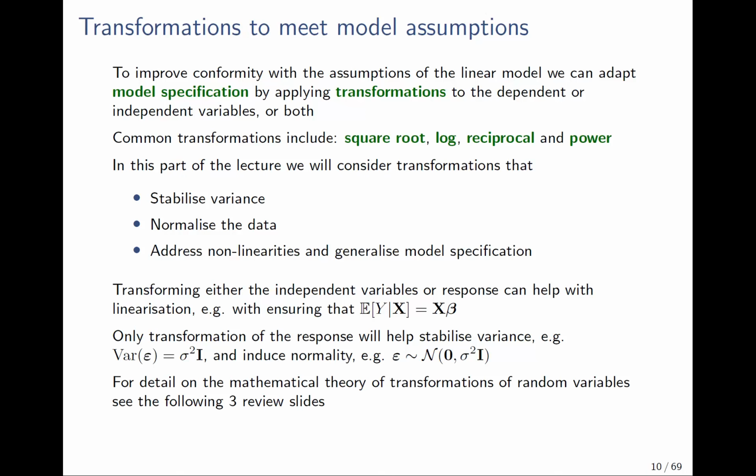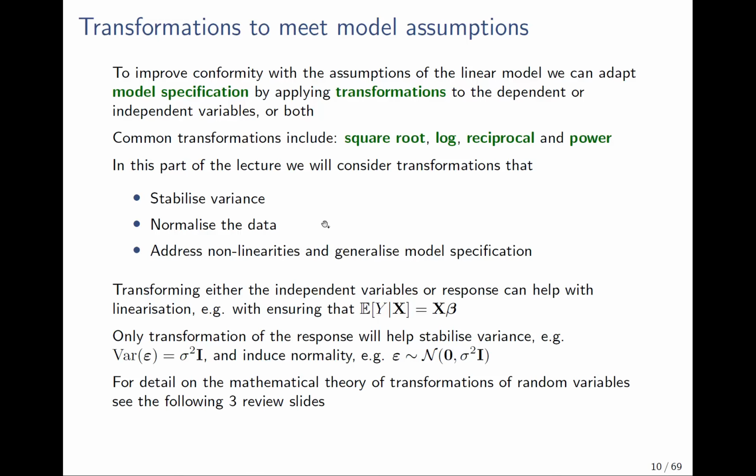And we can apply transformations to the dependent variable, to the independent variable, or to both. And by transformations, we simply mean applying some function to those variables. That could be the square root, it could be the log, it could be reciprocal, or it could be a power. And we're first going to consider transformations that are made to achieve three specific objectives: to stabilize the variance of the variable, to normalize the data, or to address nonlinearities and generalize model specification.